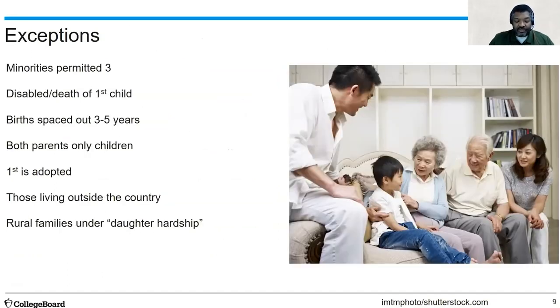Here are some exceptions. Minority groups are permitted 3 children as long as their population stays under 10 million. If the first child dies or is disabled, you're allowed to have a second child. If you have proper spacing, if the births are spaced out from 3 to 5 years, if both parents are only children, if the first child is adopted, for overseas Chinese who are living outside the country, and then rural families under what's known as a daughter hardship. Rural families tend to be more agrarian, and so boys are seen as an economic benefit over girls.